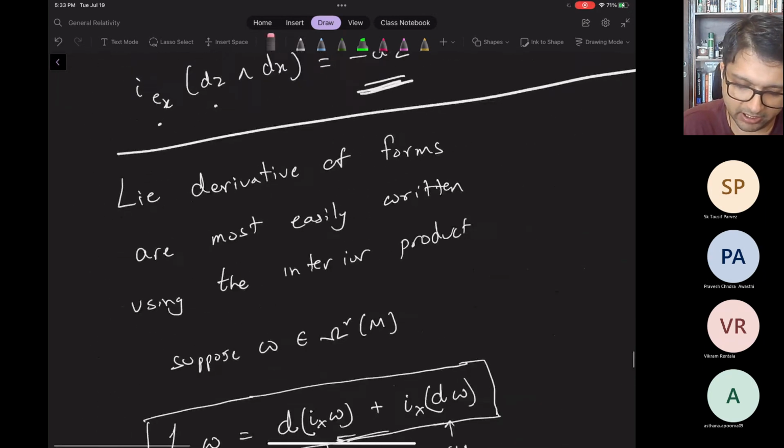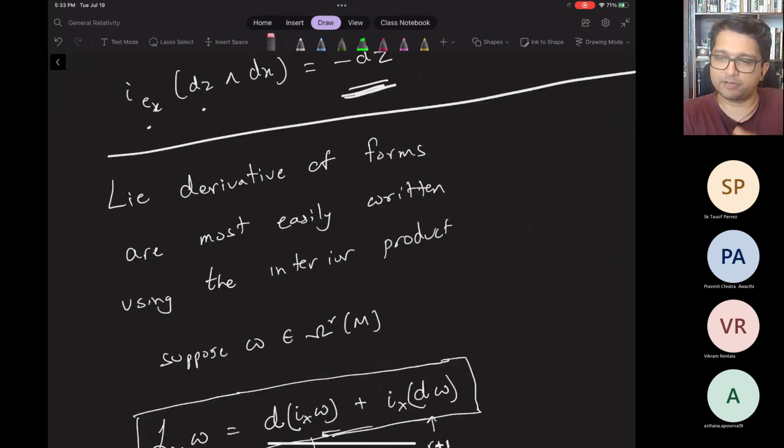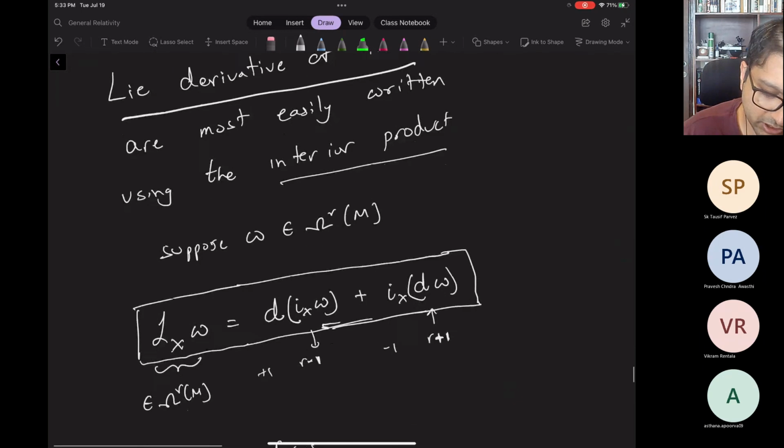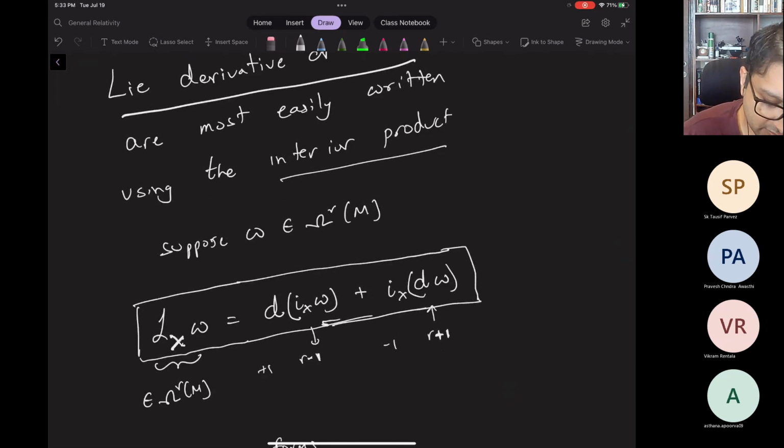Once you define this interior derivative, there's a nice relationship between the Lie derivative of forms and this interior product. What you can show is that the Lie derivative with respect to X of omega, where omega is an R form, is also an R form.